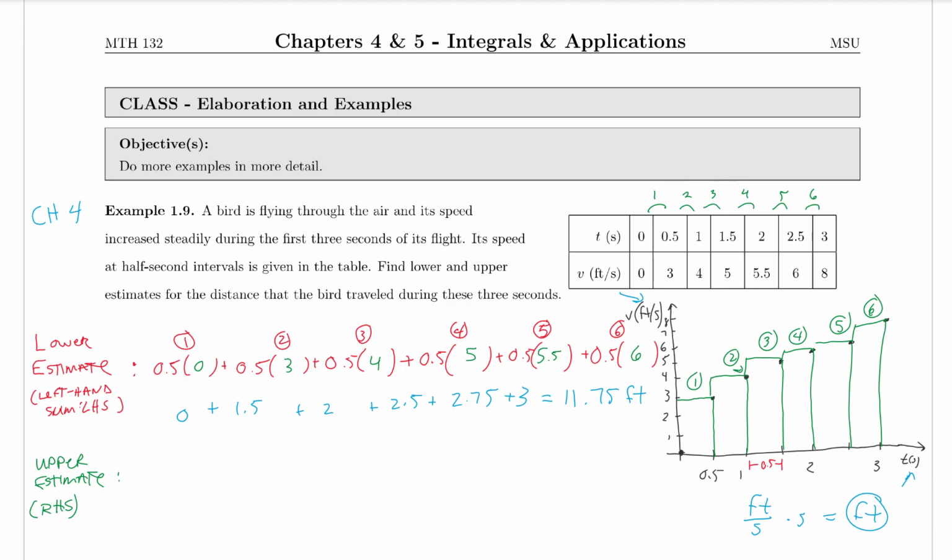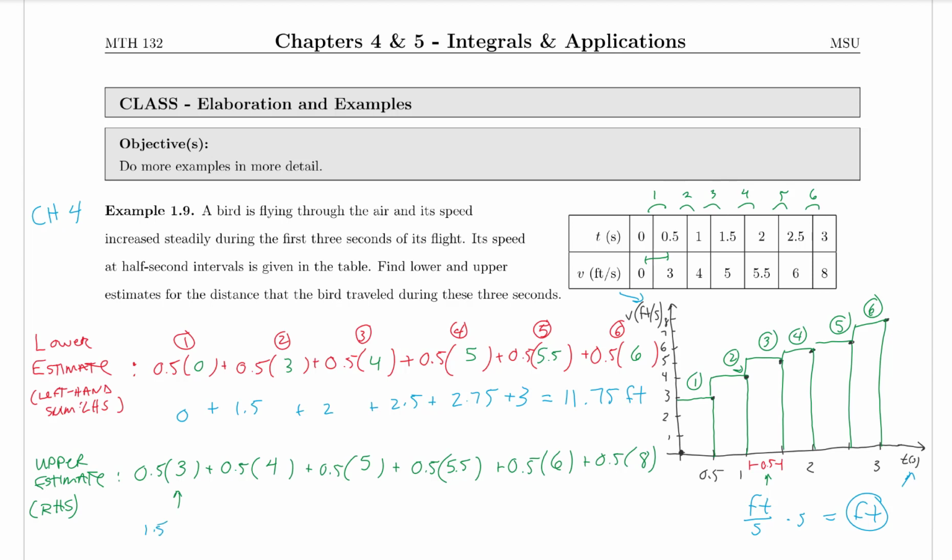Now we have 6 rectangles that all have some area. But again, the distance between the two interval endpoints is 0.5, so we're going to get 6 of those. But now we're going to choose the right-hand endpoint of each particular interval. So for this first interval, between the 0 and the 3, we're going to choose the 3 because that's the right-hand endpoint. So we're going to do 3, 4, 5, 5.5, 6, and 8 because those are the right-hand endpoints of each of the subintervals.